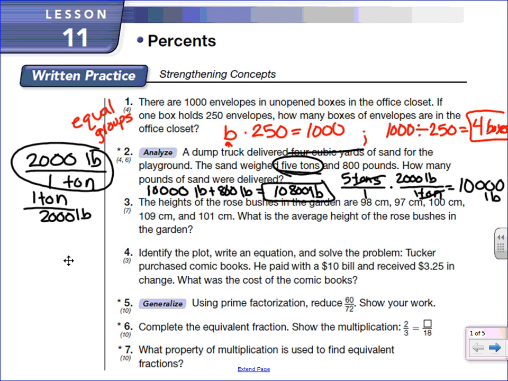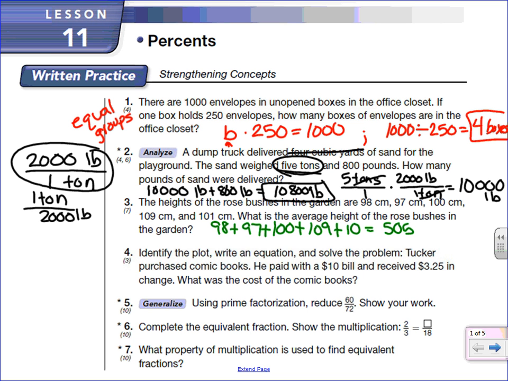The heights of the rose bushes in the garden are 98 centimeters, 97 centimeters, 100 centimeters, 109 centimeters, and 101 centimeters. What is the average height of the rose bushes in the garden? So when you're finding the average, they are talking about the mean. So you add up all the numbers. So 98 plus 97 plus 100 plus 109 plus 101. And when you add all of those up, you get 505.